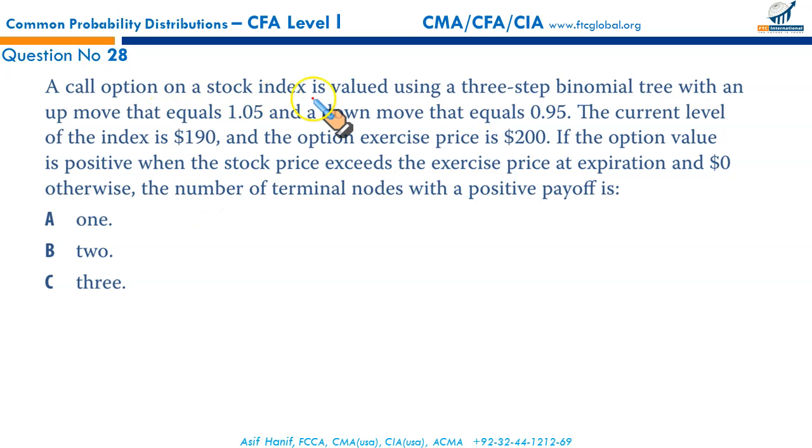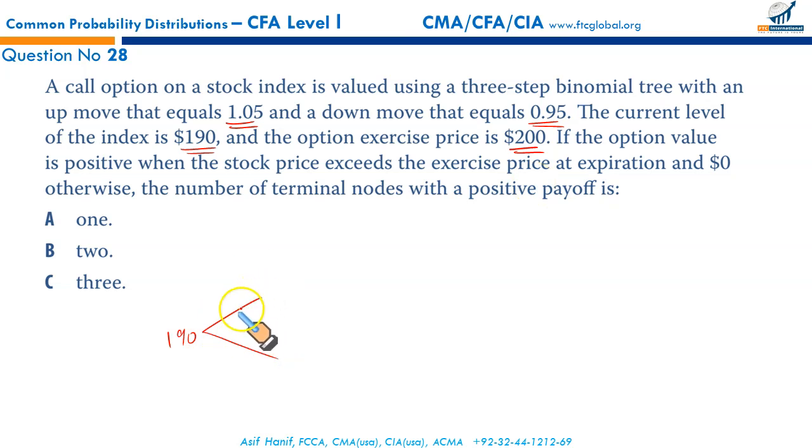A call option on a stock index is valued using a 3-step binomial tree with an up move that equals 1.05 and a down move that equals 0.95. The current level of the index is 190 and the option exercise price is $200. Call option, the right to buy, $200. Now, if the option value is positive when the stock price exceeds the exercise price at expiration and $0 otherwise, find the number of terminal nodes with the positive payoff. Now let us just construct the binomial table.